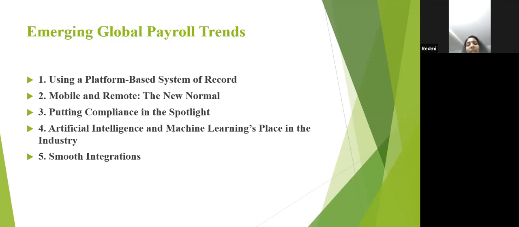Smooth integration, because the payroll has to integrate with all the departments, then only it works out. A unified platform plays the first role in uniting disparate systems, but advanced integrations finish the job. How effectively we communicate and integrate with the different departments will finally determine the outcome. So these all are the emerging global payroll trends.